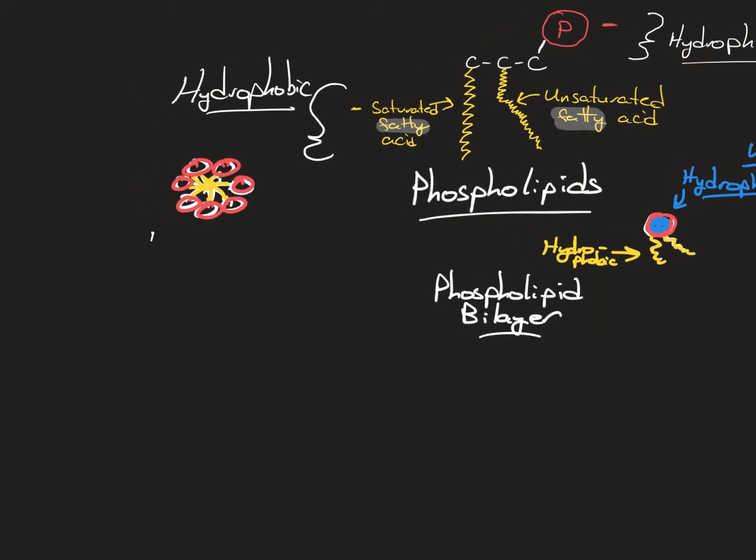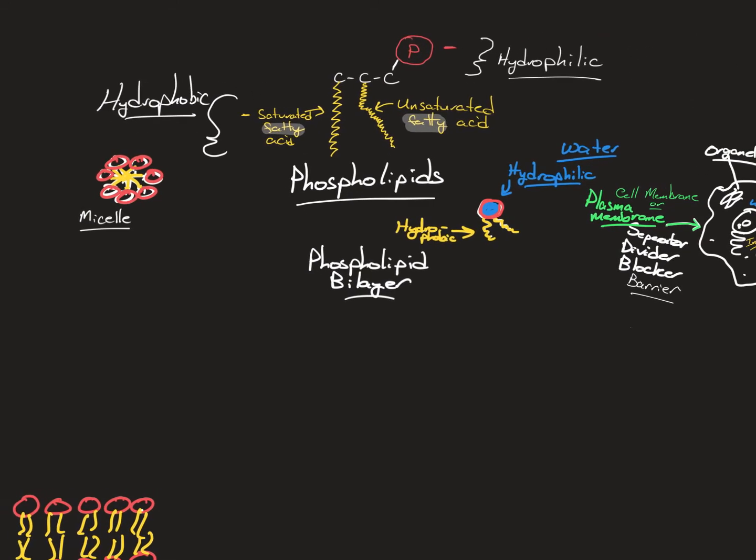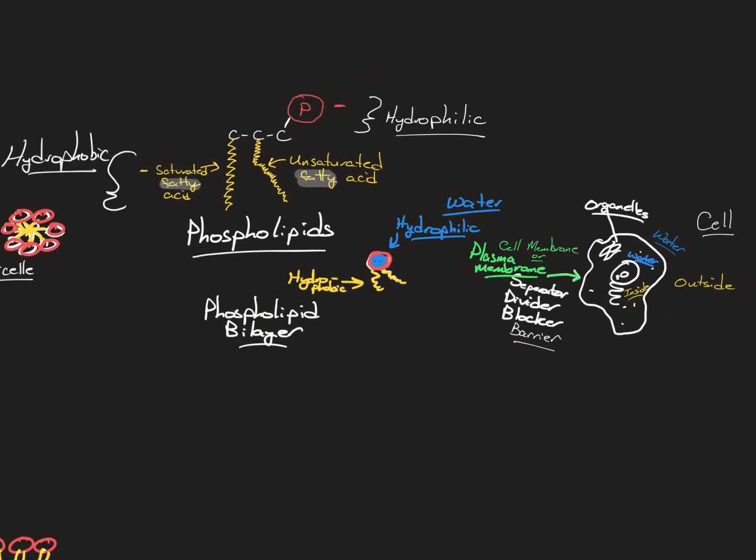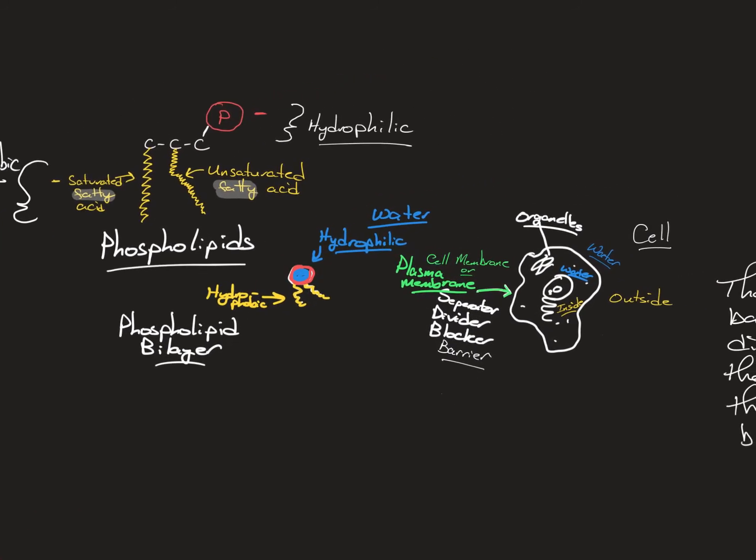That's why I don't like the word micelle, because kids get confused, people get confused because the word cell is in there. But it is not a cell. Remember, a cell has a space inside. A micelle doesn't have a space. It doesn't have any water inside. A cell has water inside and outside.